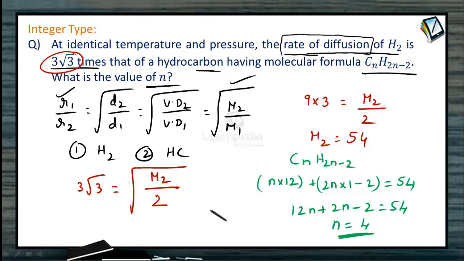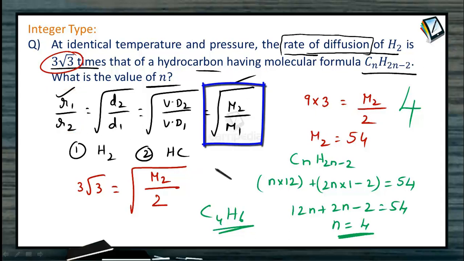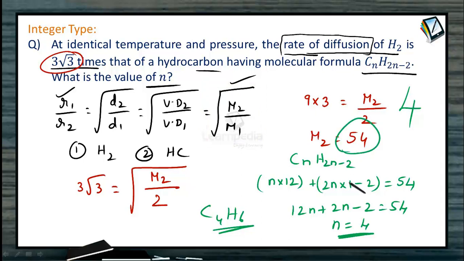If you want to name that hydrocarbon, it becomes C4H6. So what is n here? n is 4. So our answer is 4. So what we have done here: from Graham's law of diffusion, R1 by R2 equal to root over M2 by M1, we could calculate the molecular mass of the hydrocarbon. And once that is known, in this general formula we can easily calculate the value of n.